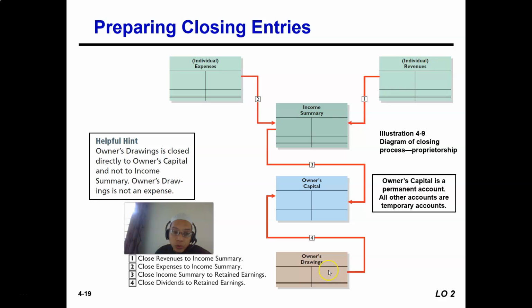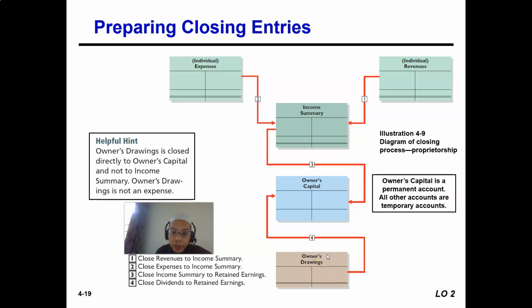And fourthly, we need to transfer the owner's drawing. If you look here, it says close dividends to retained earnings. This is probably a little mistake from the publisher of the book. Steps 3 and 4 as shown are relevant for corporations. We are looking at a sole proprietorship here. Anyway, the fourth step is to close the owner's drawing account.